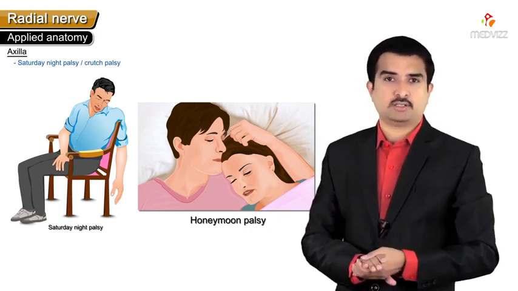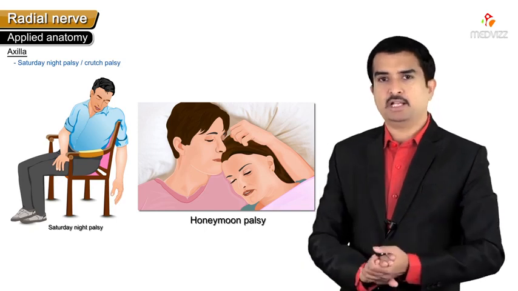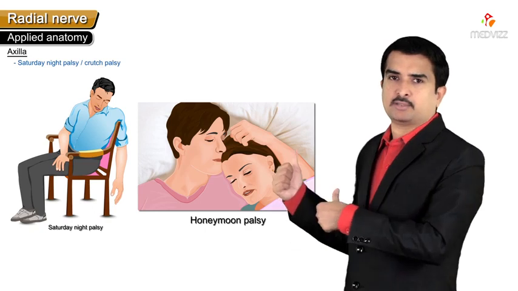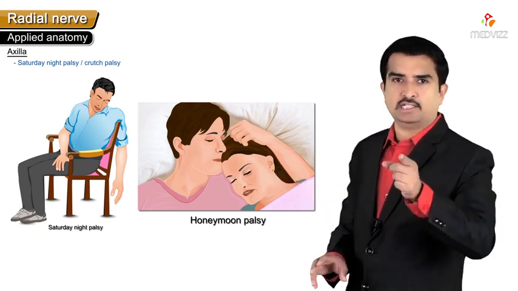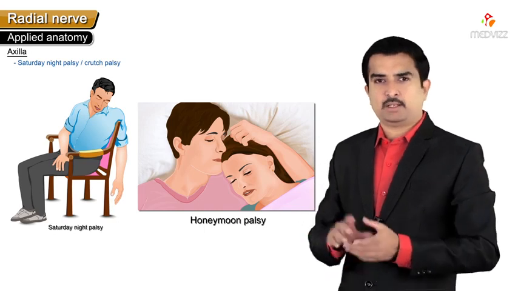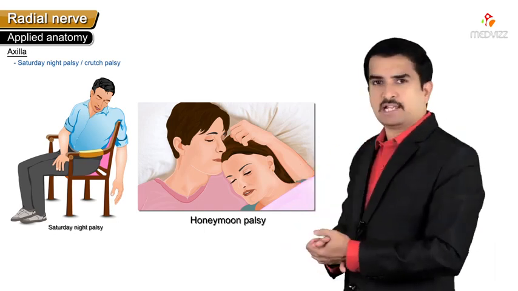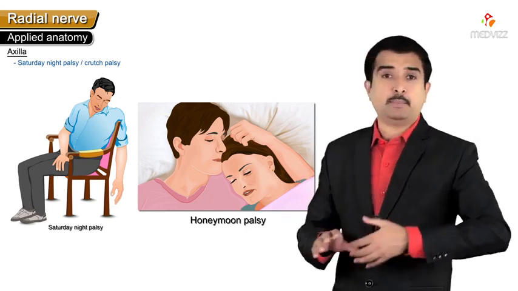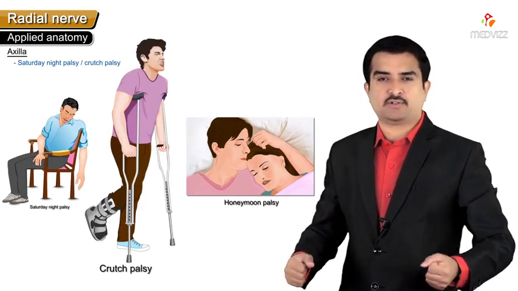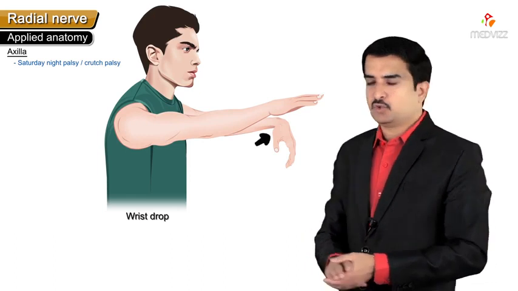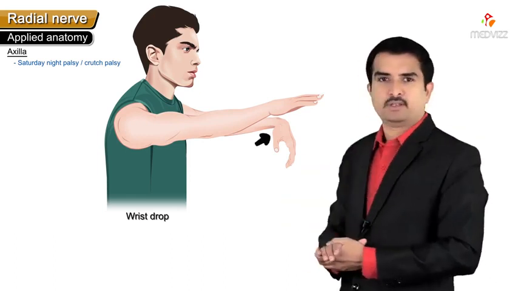In such a condition, the pressure on the middle of the upper arm along the course of the radial nerve can cause compressive neuropathy of the radial nerve in the axilla. So when they wake up, whether it is Saturday night palsy, honeymoon palsy, or because of long-term or improper use of crutches, they suffer from wrist drop. So what is the wrist drop here?